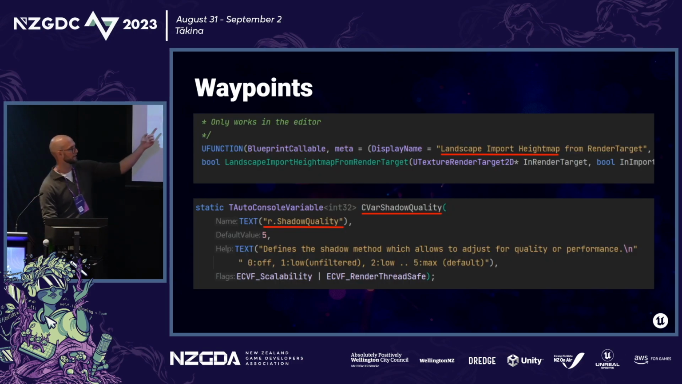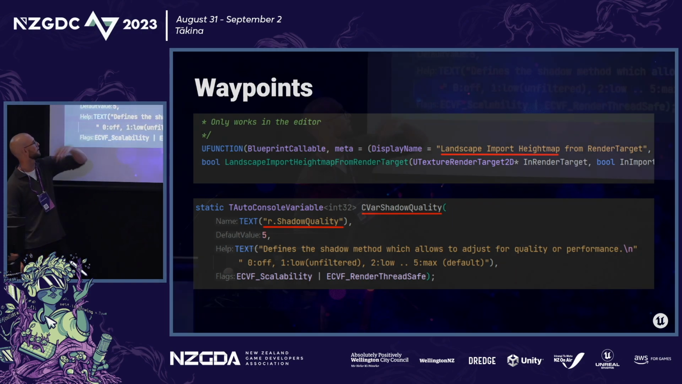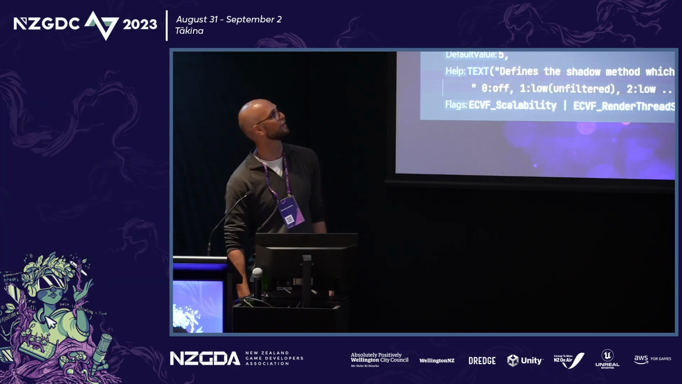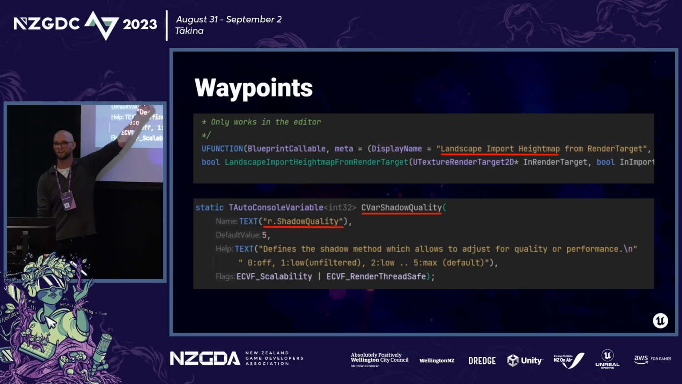Cool. This is an example of exactly what I was talking about. Shadow quality, you find that it's bound to a variable which you can then bounce around and look for the rest of it, and the same thing for that blueprint function. And that's actually how I started my journey of how to import height maps from render targets. I literally looked at the blueprint node and then followed the daisy chain of stuff all the way through.